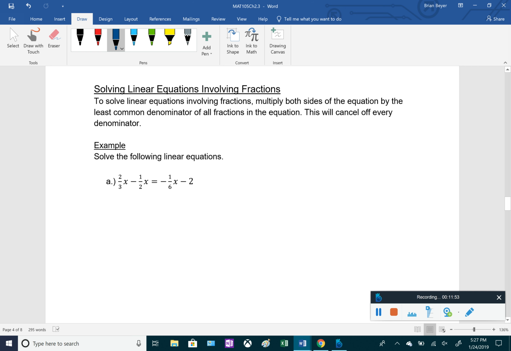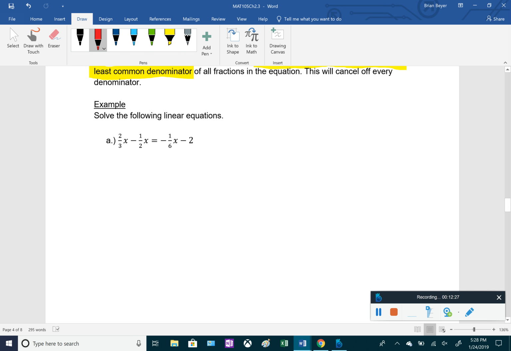Okay, so let's make them a little bit harder here. So we were dealing with integers so far. So let's do them with fractions. So to solve these with fractions, we've already done some where we just got common denominators and then solved them. There's also another way to do it. What we can do is multiply both sides of the equation by the LCD, which is the least common denominator, of every fraction in the equation. What this does is it cancels off every single denominator. So let's see how that works here.